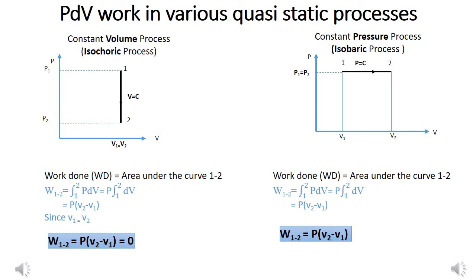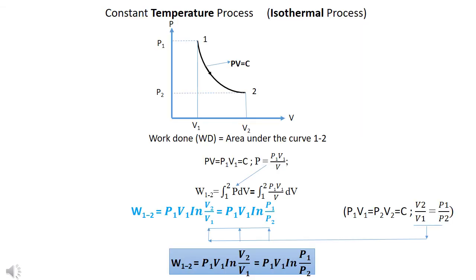Now coming to the constant pressure process, that is isobaric, where pressure is equal to constant. Work done is equal to the area under the curve 1 to 2. So work done is equal to the integral from initial position to final position, 1 to 2, of PdV, which is P into V2 minus V1. So work done for the constant pressure process is P into V2 minus V1.